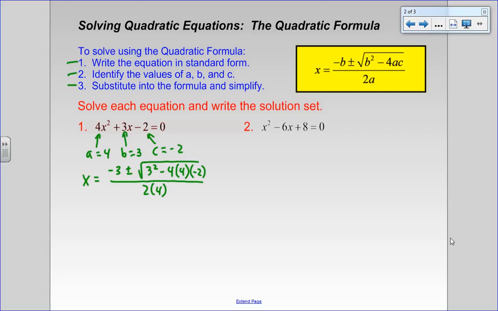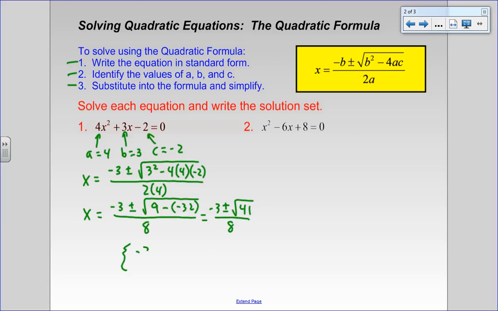Now let's simplify this expression. We have x equals negative 3 plus or minus the square root of 9 minus 4 times 4 times negative 2, which is negative 32. And in the denominator, 2 times 4 is 8. Note that 9 minus negative 32 would be the same thing as 9 plus 32. So we have negative 3 plus or minus the square root of 41 all over 8. And so we can write those two solutions to the quadratic equation in our solution set.